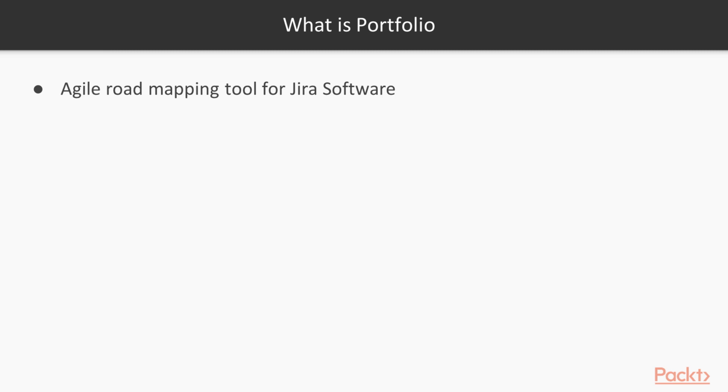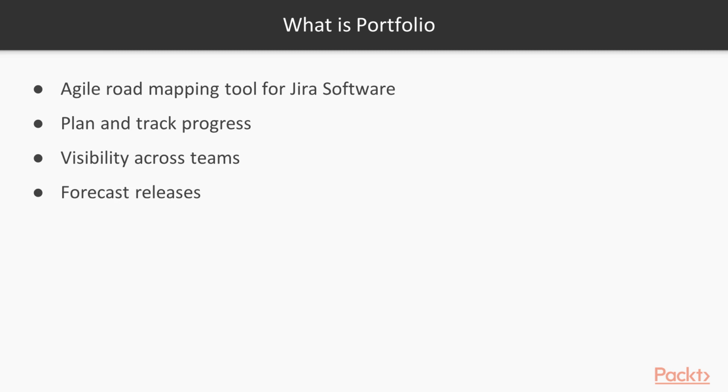What is Portfolio? Well, Portfolio is an agile road mapping tool for JIRA software. You can use it to not only plan your activities across multiple projects, but you can also use it to track the progress. With the help of Portfolio, you will get visibility across different teams. You can also forecast the release of your milestones, and you can also do capacity management with Portfolio. And finally, you can also do scenarios with Portfolio.